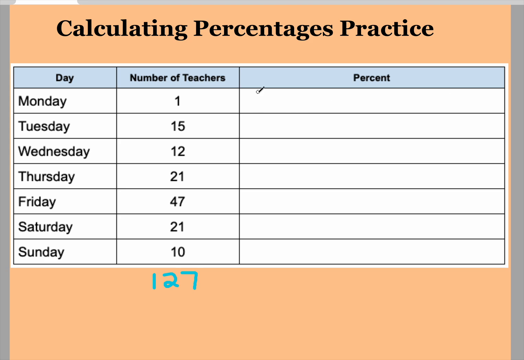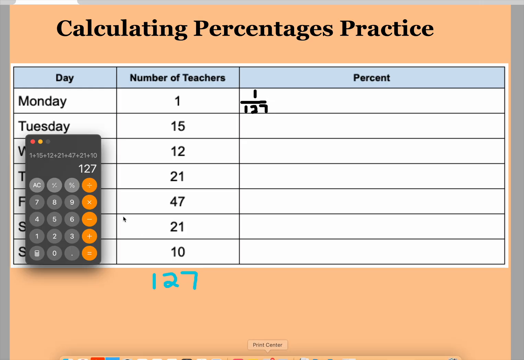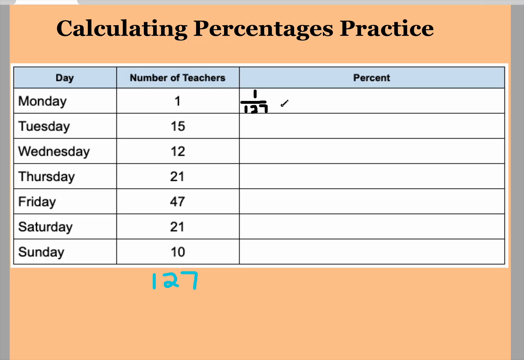Now to find a percent, I'm going to take the number that I have, 1, and divide it by my total. 1 divided by 127. I'm guessing this is a low percent because 1 is a small portion of 127. So 1 divided by 127, and I get 0.0078. The other thing I'm going to do with a percentage, and we should have this in our notes, is multiply that by 100.